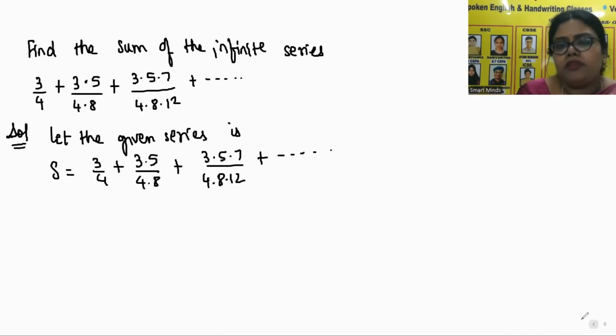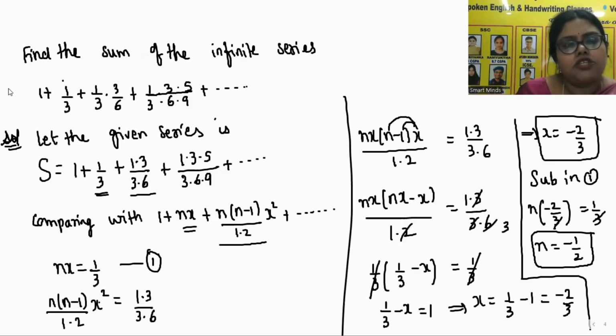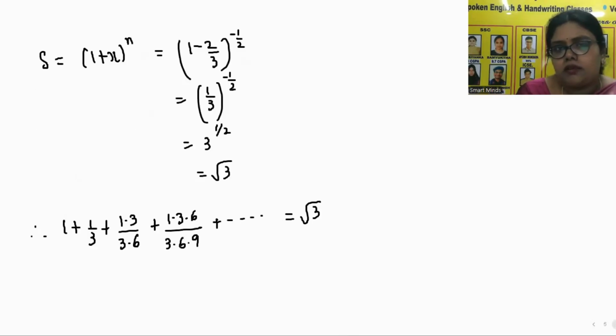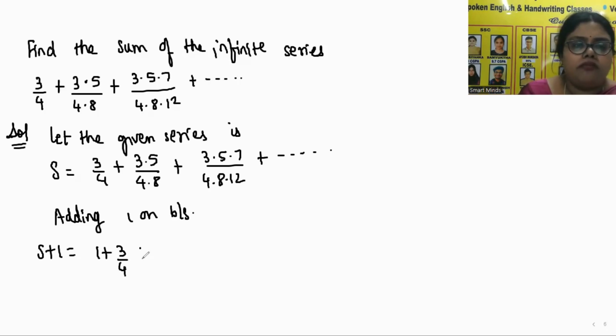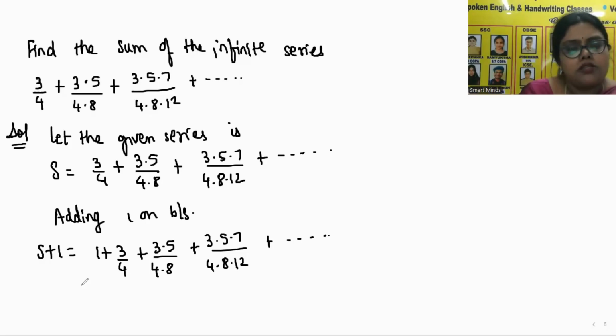So if you compare with the last question, in the last question you have 1 plus. But over here you don't have 1 here, but in the standard form you will have 1. So we have to add 1 on both sides. So adding 1 on both sides, we get S plus 1 is equal to 1 plus 3 by 4 plus 3 into 5 by 4 into 8 plus 3 into 5 into 7 by 4 into 8 into 12 plus so on. Now we are comparing with the standard form.